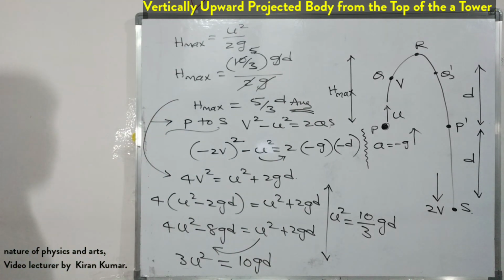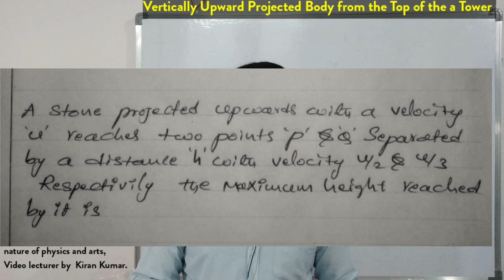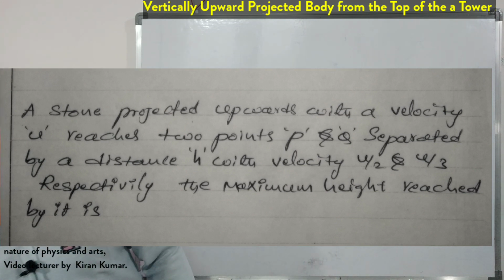Third example. A stone projected upward with a velocity u reaches two points P and Q, separated by a distance h, with velocities u by 2 and u by 3 respectively. The maximum height reached by it is? See, the situation is given like this.